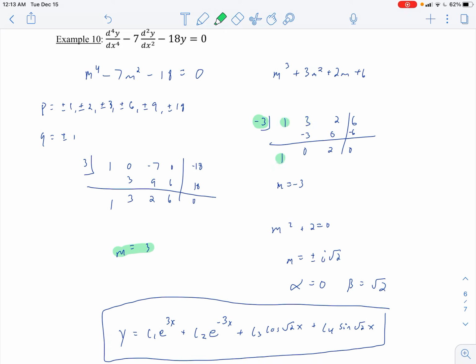1, 3, 2, 6. Take the 1, bring it down. Negative 3 times 1 is negative 3. Add that to 3, it gets 0. Negative 3 times 0 is 0. Plus 2 is 2. Negative 3 times 2 is negative 6. Add that to 6, it gets 0. So negative 3 is a solution. So lucky me, I found those right off the bat.